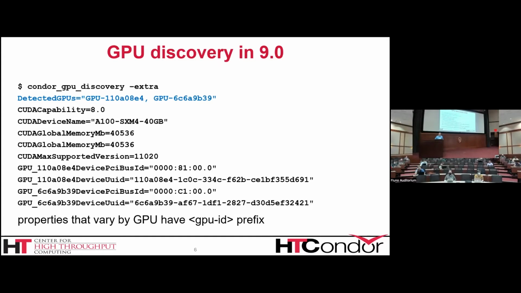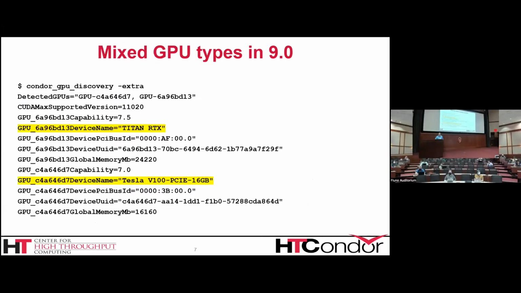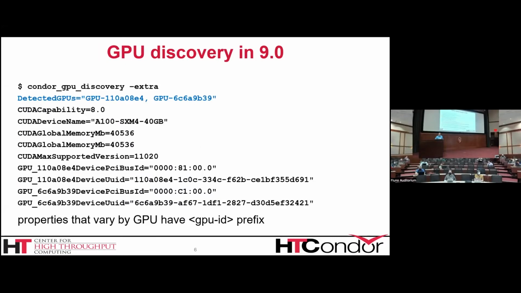For the attributes that are common to all of the GPUs, we can still give them an attribute name that represents everything. So capability, both of these have the same capability value. For attributes that are different between the various GPUs, we take this GPU identifier, we clean it so that it can be used as a valid attribute reference. Basically, we replace the dash with an underscore, and then use that as a prefix on the attribute name. So GPU, UUID, and so on and so forth.